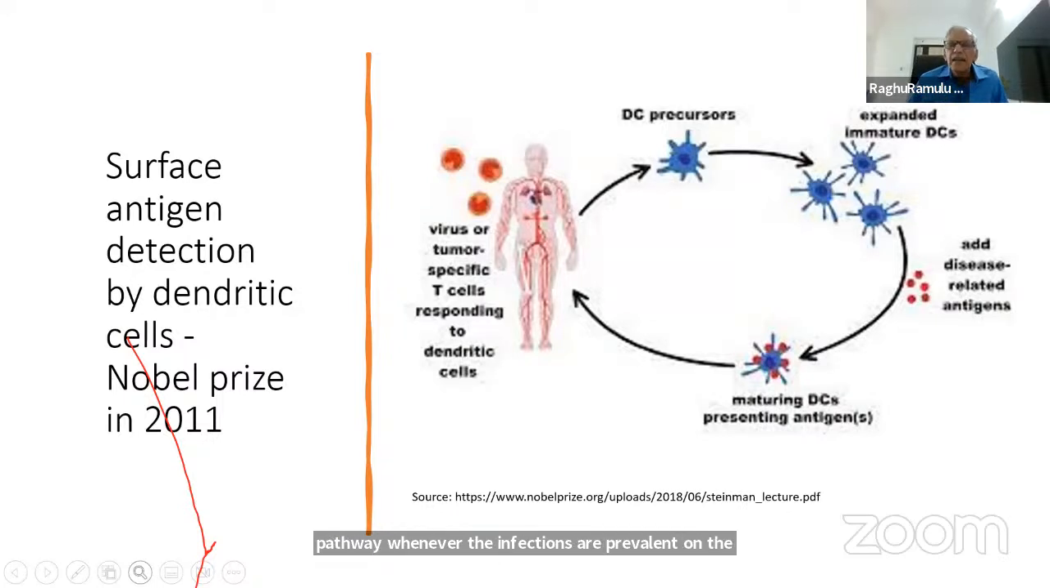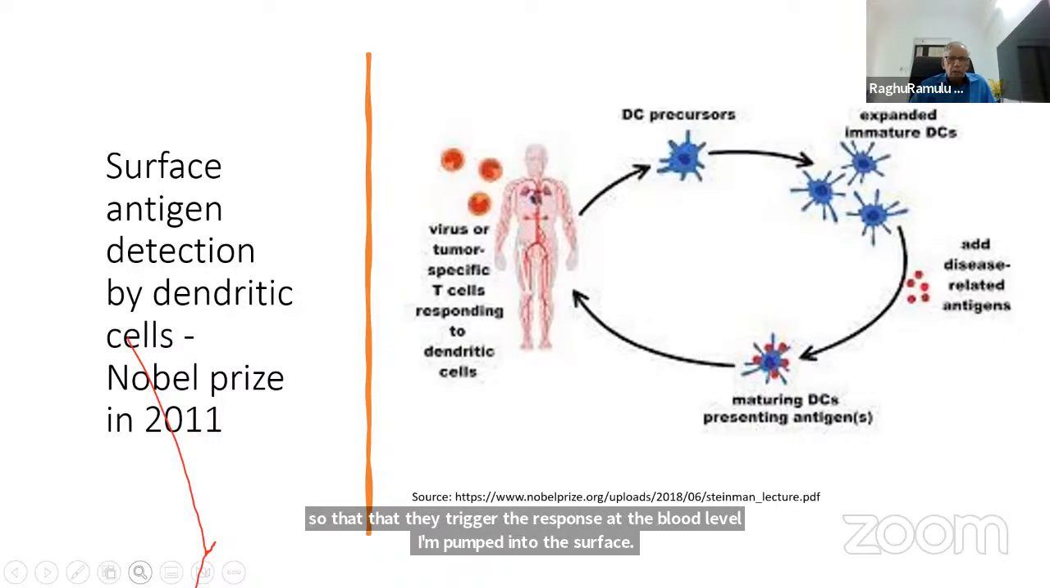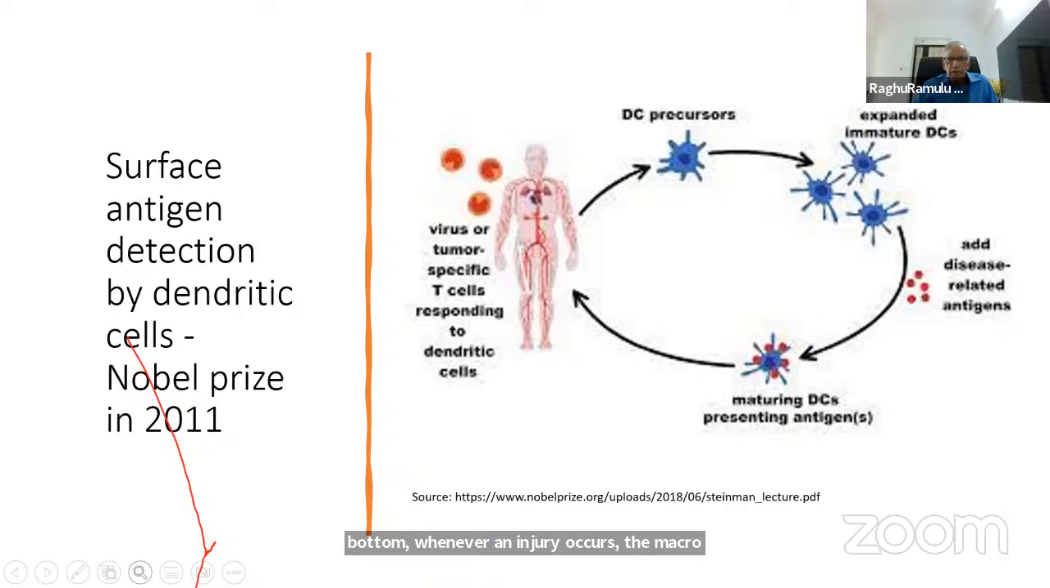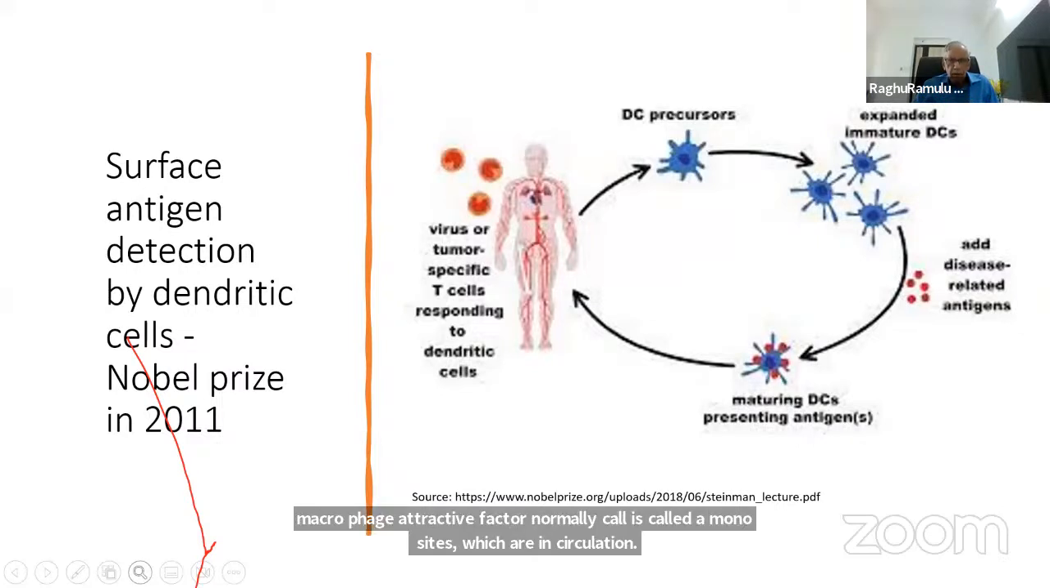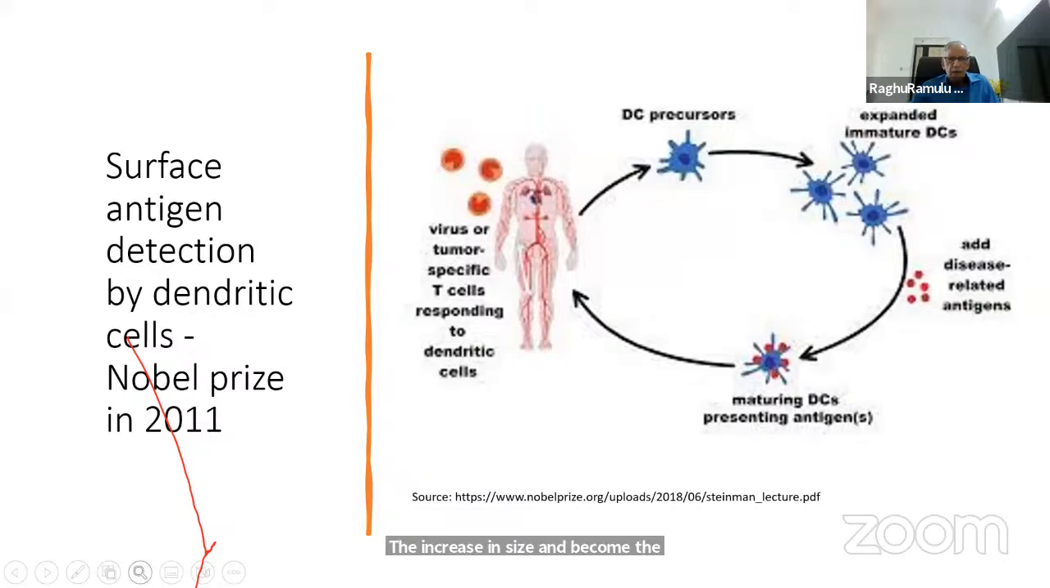These dendritic cells in turn communicate to the T cells so that they trigger the response at the blood level and pump it into the surface area. For example, an injury occurs on the surface of the body. Whenever an injury occurs, the macrophages rush in there, or monocytes get transformed into macrophages and reach the particular point and either engulf the material or create an environment which is called aseptic condition by accumulation of several other cells. So the monocytes which are in circulation increase in size and become a macrophage, and this macrophage engulfs the organism or neutralizes the ability of the foreign organism.